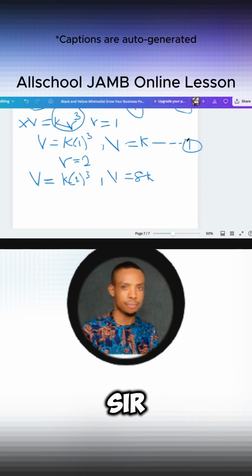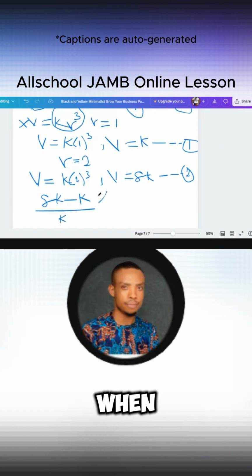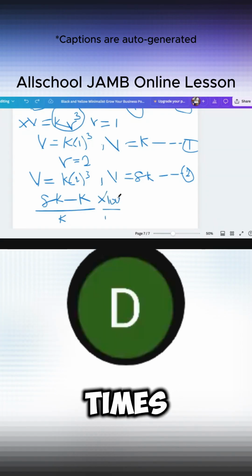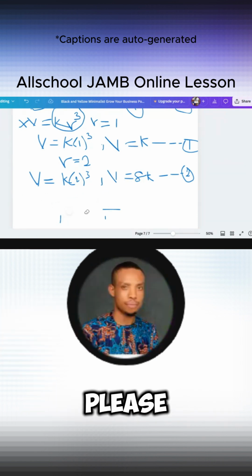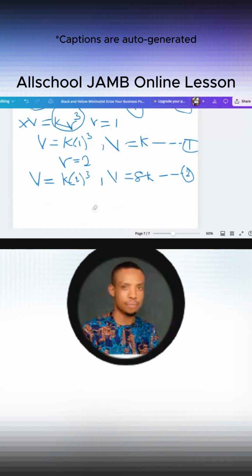Yes. So now my V has 2 values, if you can see it. The original value of V is K. The second value of V is 8K. Now the change in value when R is doubled is going to be 8K minus K all over the original value, which is K, times 100/1. That will give us the percentage increase. Do we understand what I'm saying?